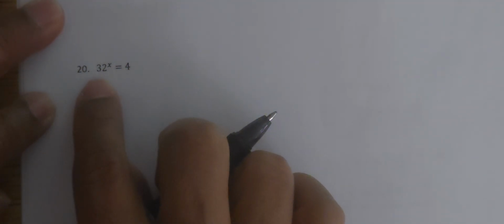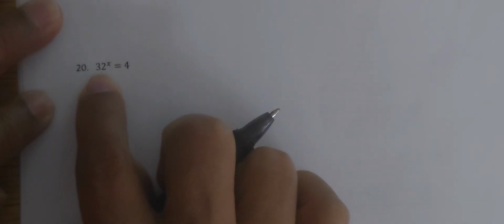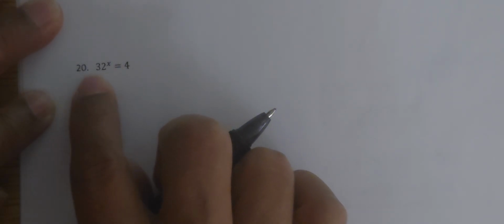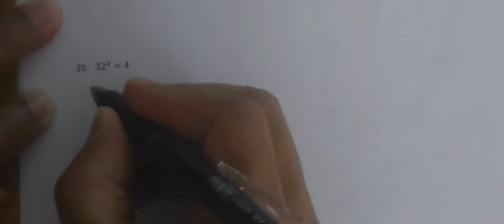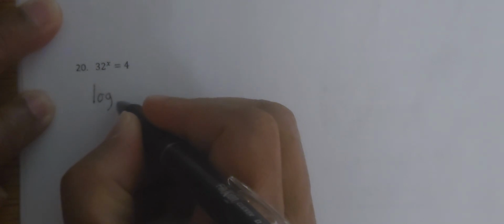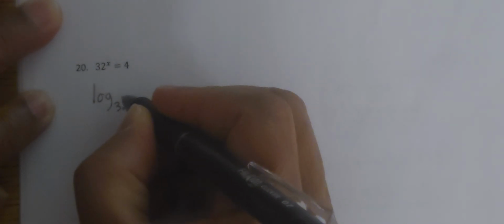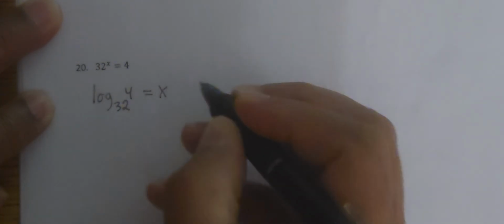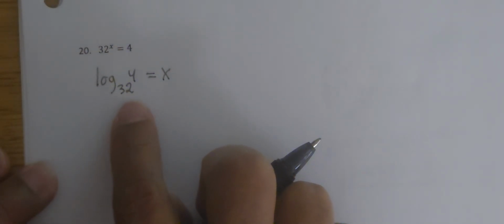Let's go on to number 20. Number 20 is an exponential, so we have to take the inverse of the exponential, which is the logarithmic. The base of the exponential is 32, so that becomes the base of the logarithmic. So this will be log base 32 of the number 4 is equal to x. Then I'm going to go to the calculator and enter this.